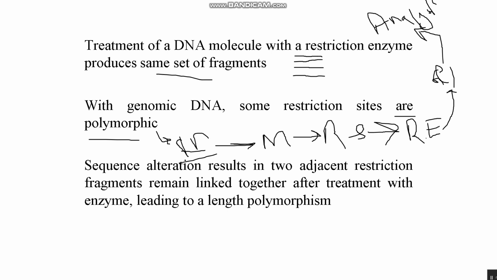The sequence alterations result in two adjacent restriction fragments remaining linked together. If there is a mutation, the two restriction fragments will remain linked together after treatment with the enzyme, leading to length polymorphism. We'll talk about the first case. If there is a mutation, the restriction site will be mutated, and the restriction enzyme will not digest it.